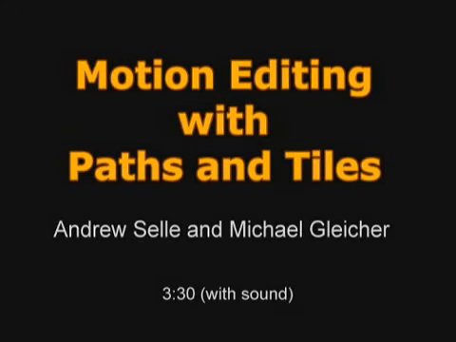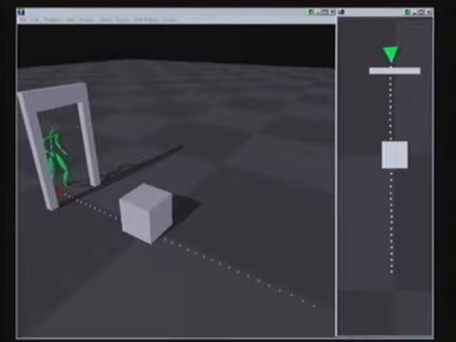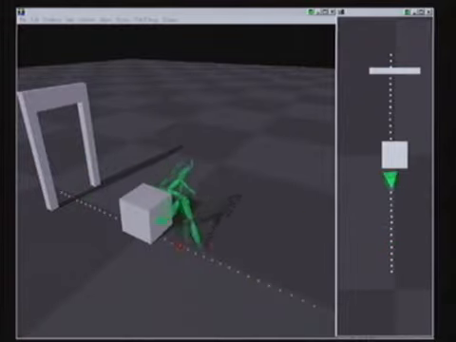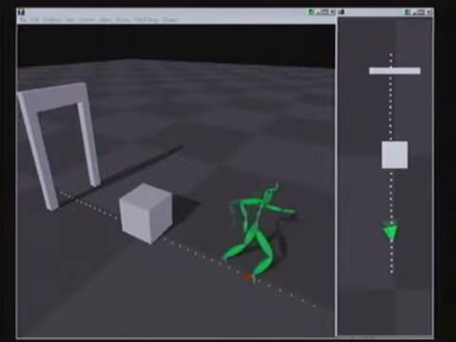Motion capture provides physically realistic character animation. Unfortunately, our captured data may not fit into our desired virtual environment. Path-based editing is a useful technique that allows us to fit a character to a new virtual environment.